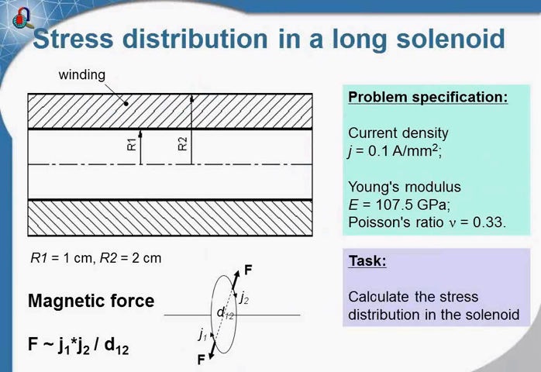The mechanical force could be of different kind, and in this example we will simulate the force caused by the electric current interaction. Here is the long solenoid carrying electric current. This is the winding. You can see the cross-section of the solenoid. And our task is to calculate the stress distribution in the solenoid.